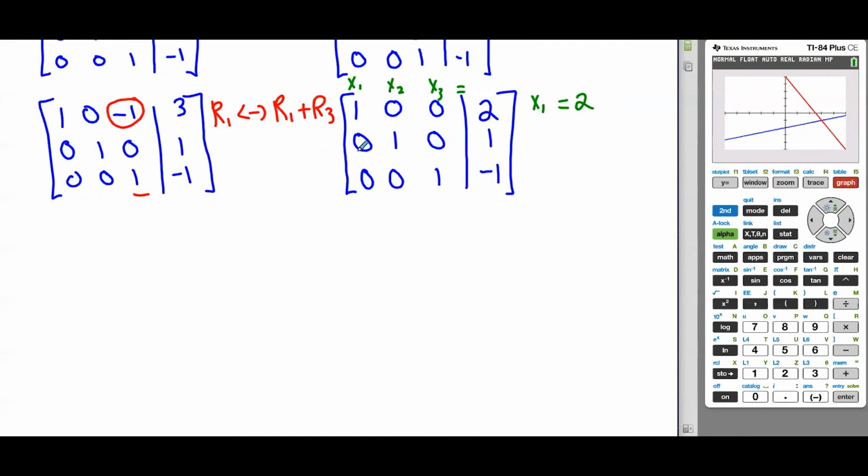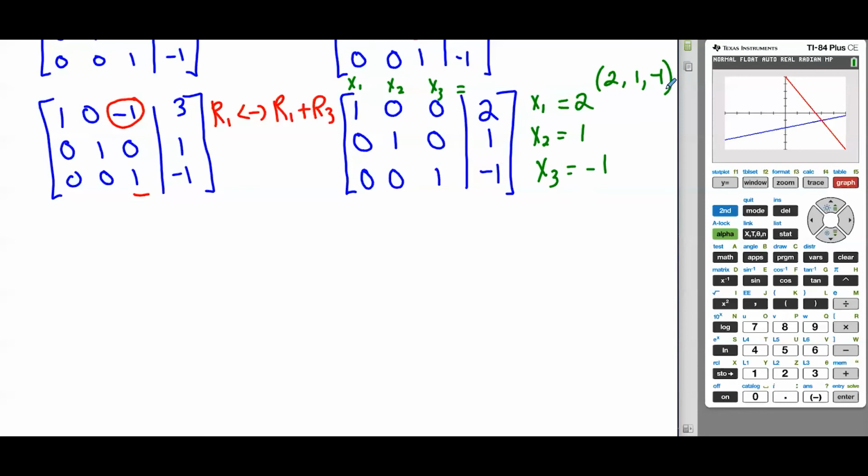0 times x1 plus 1 times x2 plus 0 times x3 equals 1. So that tells me x2 is equal to 1. In the third equation, you can see 0, 0, 1 times x3 is equal to -1, and that is the same solution that we got using back substitution.